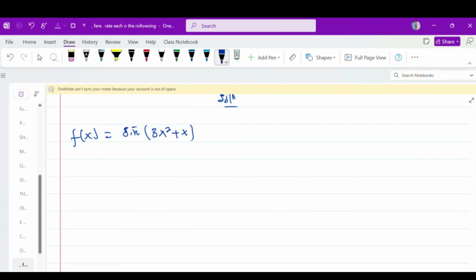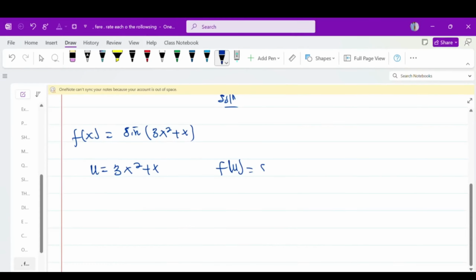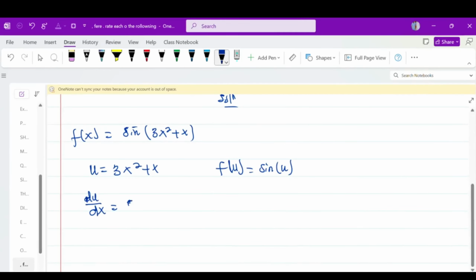If you let u be equal to 3x squared plus x, which is our inner function, then our outer function will be f of u, which will be equal to sine of u. So here we find du/dx, which will give us 6x plus 1. And here we find df/du, which is going to give us cos of u.